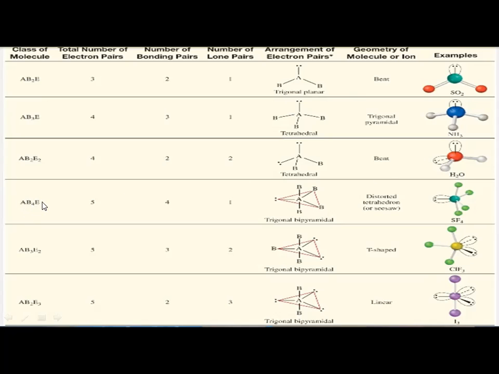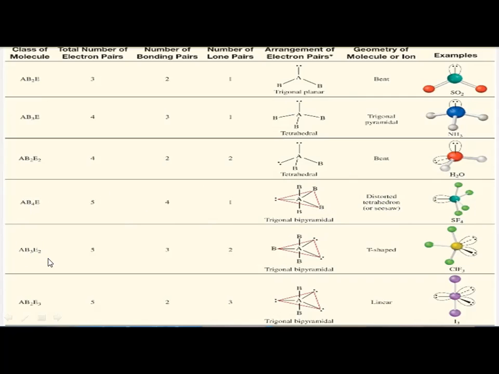AB4E, so there are totally 5 electron pairs, out of which 4 are bond pairs and 1 is a lone pair. So if there are 5, we expect it to be trigonal bipyramidal as I have shown you, but it is a distorted tetrahedral geometry, a seesaw-like shape.